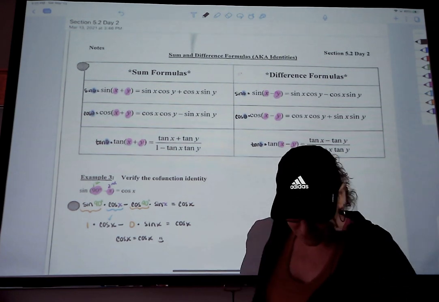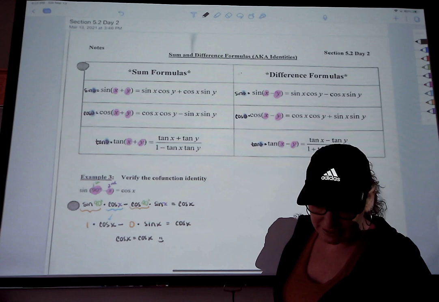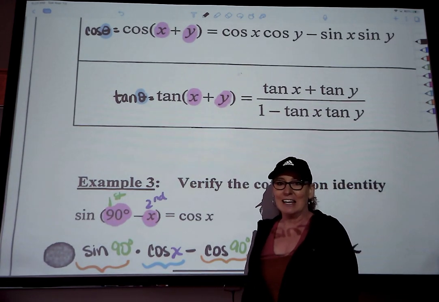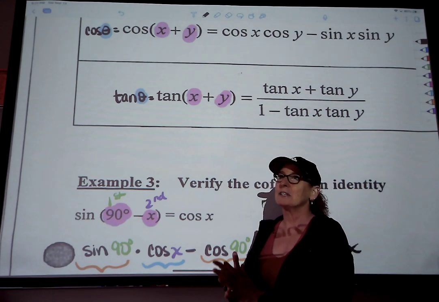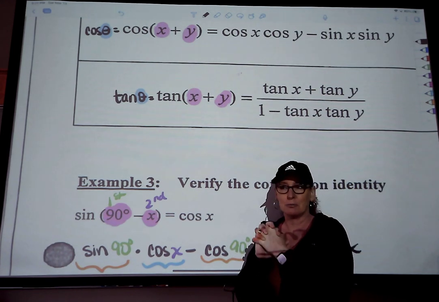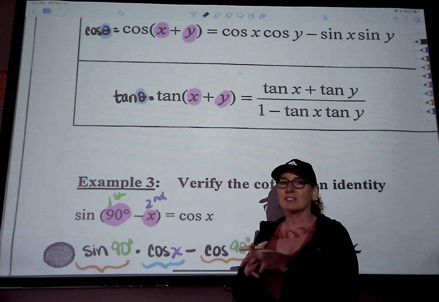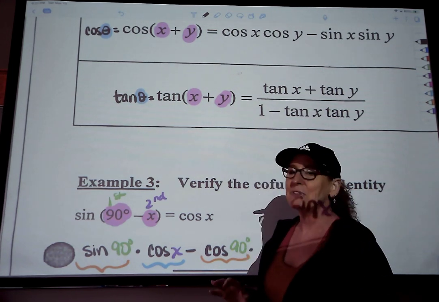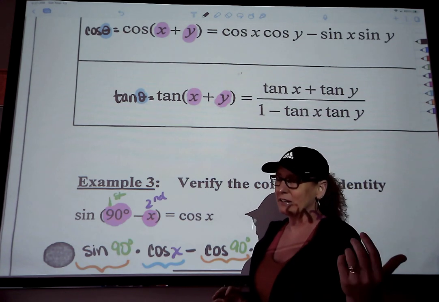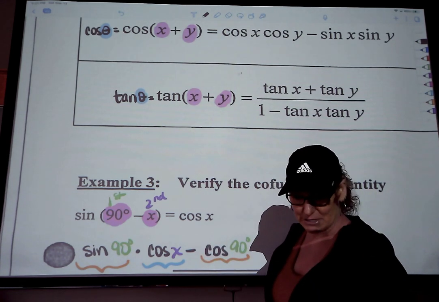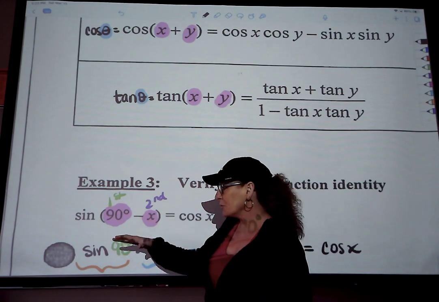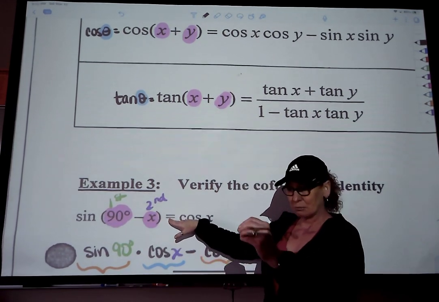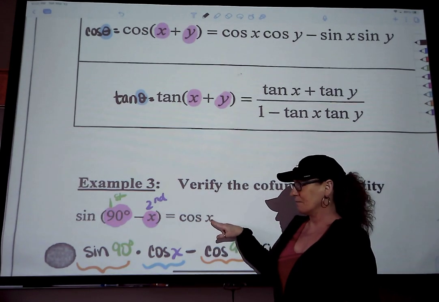So, on the first example, it says that we're supposed to verify the identity. And I know there were some people that said, please, please, please, Ms. Neal, don't ever make me do trig proofs again. Well, here's just a little bit of trig proofs that you're going to have to do. But they aren't as bad as the ones you did back in the last chapter, I promise. It's saying prove that sine of this is equal to simply the cosine of this.